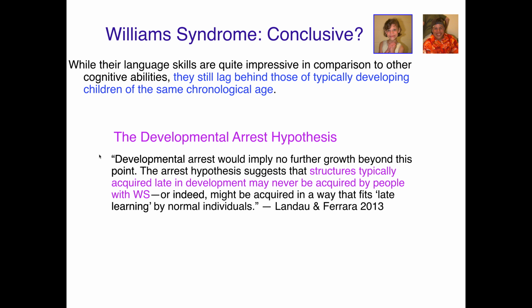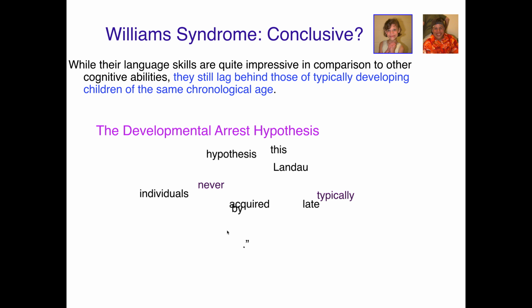And so the developmental arrest hypothesis basically says there's a ceasing, an arrest of development, and there's no further growth beyond this point. So the arrest hypothesis suggests that structures typically acquired late in development may never be acquired by people with Williams syndrome, WS, or indeed might be acquired in a way that fits late learning by normal individuals, right? So their native language learning ability is, in some sense, arrested at a particular point. And so let's look a little bit more closely at that.